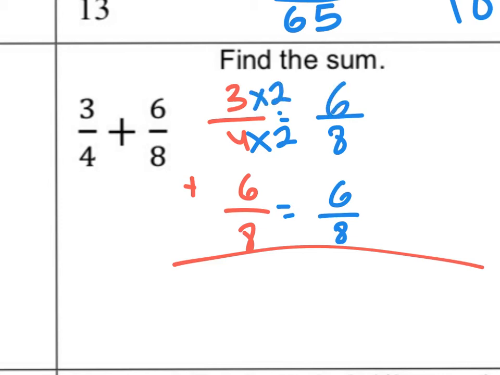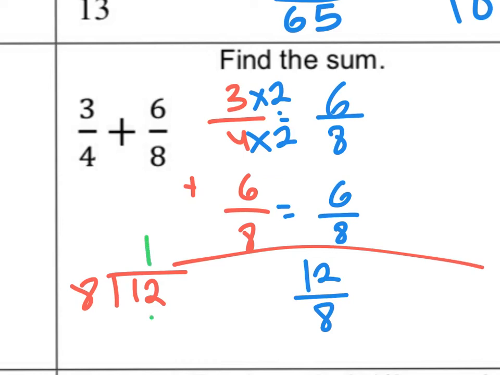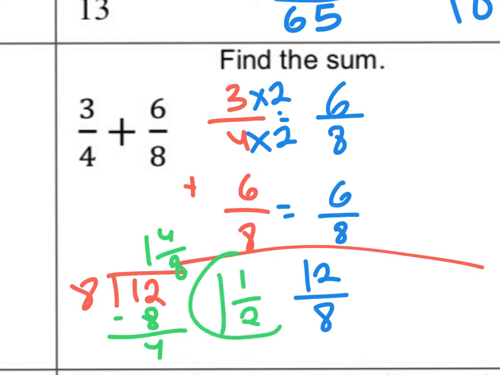When you add these two together, it makes 12 out of 8. But you cannot leave it like that because that's called an improper fraction. So the way you would read that is 12 is being divided by 8. And we know that 12 divided by 8 will give us at least 1 whole with 4 out of 8. And 4/8 is really 1/2. So the final answer is 1 and 1/2.